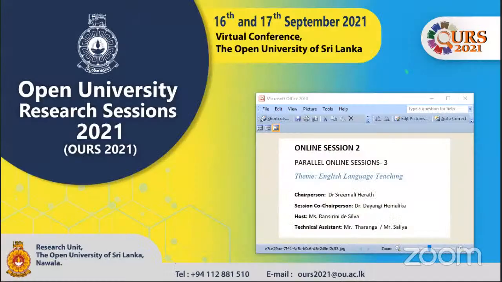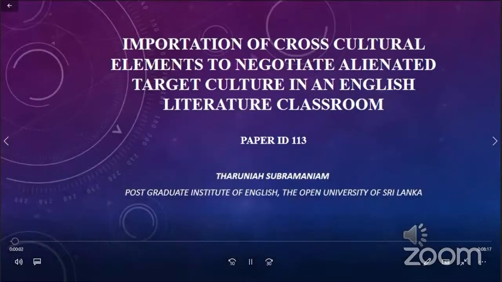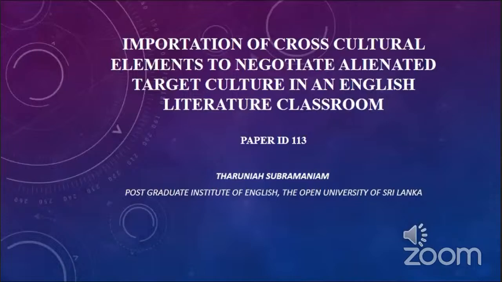That's ID 113. That's Tarunya Subramaniam. She is going to be talking about the importation of cross-cultural elements to negotiate alienated target culture in an English literature classroom. Over to you, Tarunya. Hello everyone. Today we are going to look into the topic of importation of cross-cultural elements to negotiate alienated target culture in an English literature classroom. Paper ID 113. This is presented by Ms. Tarunya Subramaniam.